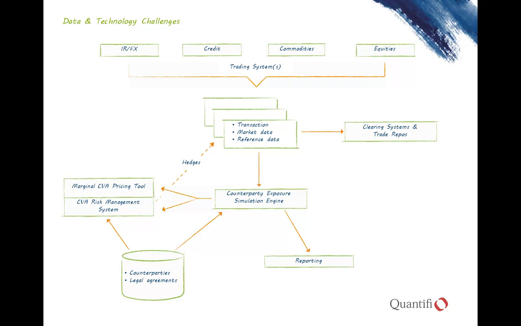If the bank clears some of the transactions, they must be fed to the clearinghouse's systems and trade repositories. Since clearing involves daily or more frequent margining, the bank's collateral management system should be integrated with the clearinghouse. Ideally, the simulation engine would upload current collateral positions and revalue them for each market scenario to determine net exposure.